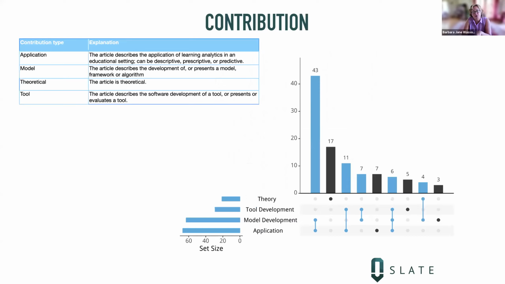And what kind of things were people doing in the analytics? Well, we found that there were very many of them, over 60 of the papers were contributing an application of some sort. A lot of them were making models, so developing models or frameworks or algorithms. Some were developing tools, and some were working specifically on theory, and then some were doing a combination of these. And I think that's true of the literature still today. You'll see that people are working on some of these different aspects.